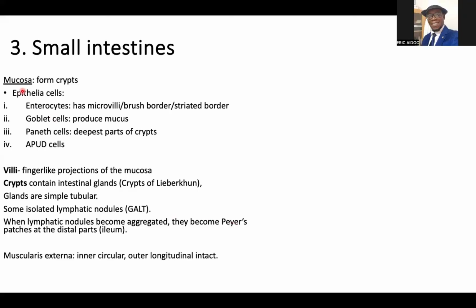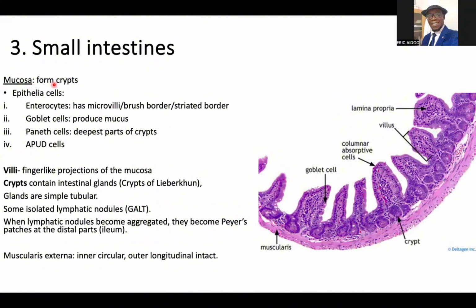So we take the mucosa first. The mucosa forms crypts, which are actually deep pits. So that is the crypt. When the mucosa is thrown into folds, it comes down and rises up again. So it forms pits which go deeper to form glands. So those are the pits.